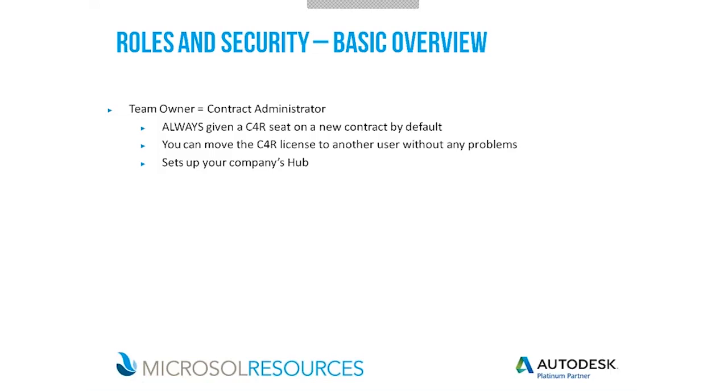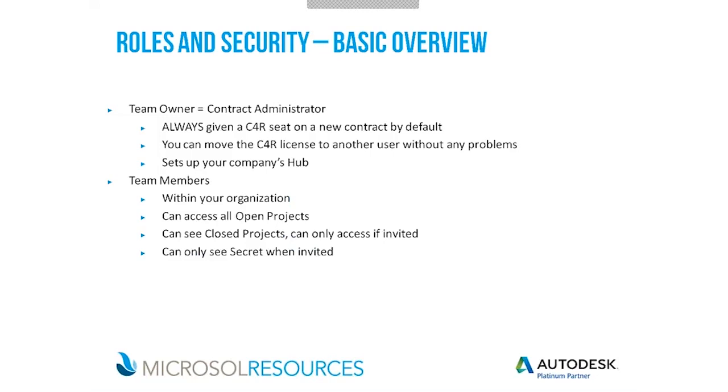As a result, they are always given a Collaboration for Revit seat on a new contract by default. So you can move that license from one user to another without any problems. It's not going to cause any data disruptions. It's not going to remove that team owner role from that person. But you do have to just keep in mind, if you buy one seat, it's going to be assigned to your contract manager, and you're going to have to manually move that to another user.